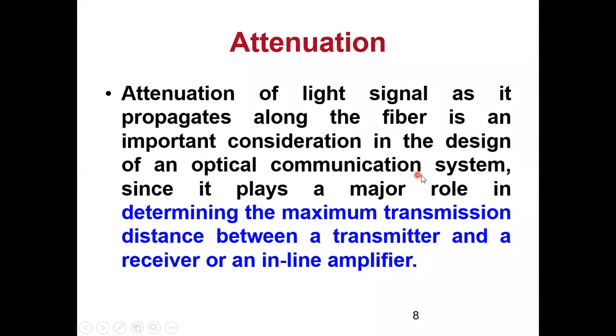Attenuation of a light signal as it propagates along the fiber is an important consideration in the design of an optical communication system, since it plays a major role in determining the maximum transmission distance between a transmitter and a receiver or an inline amplifier. Now you might feel that we know there is a loss of signal, the output is never equal to the input, so why should I be bothered so much about attenuation?